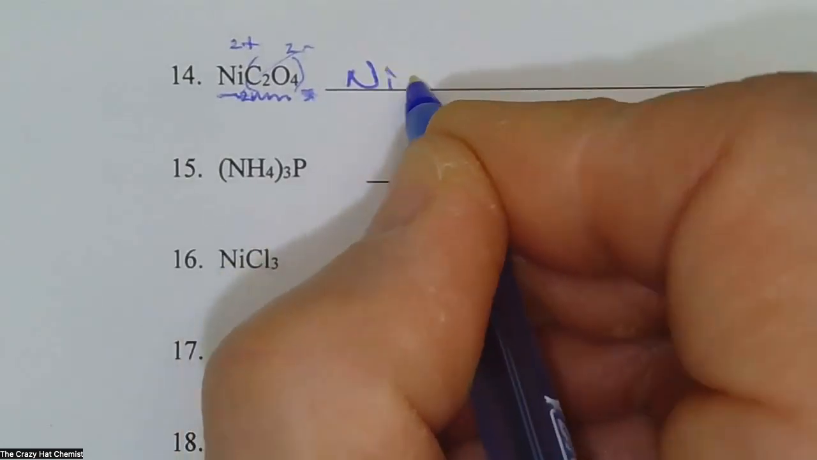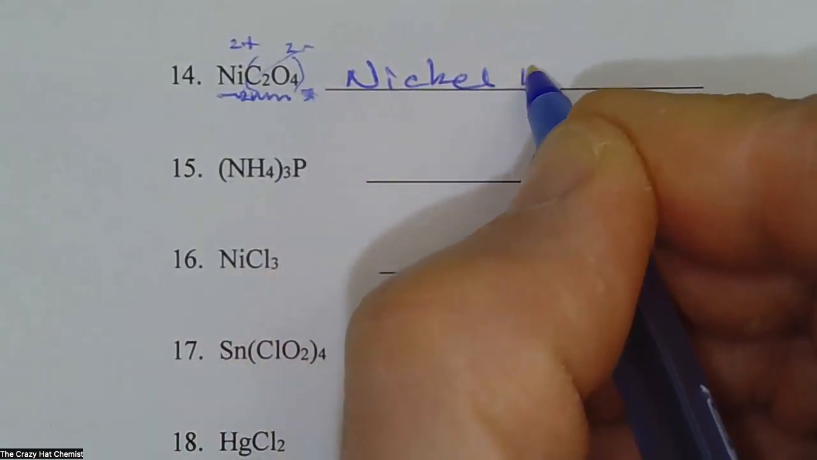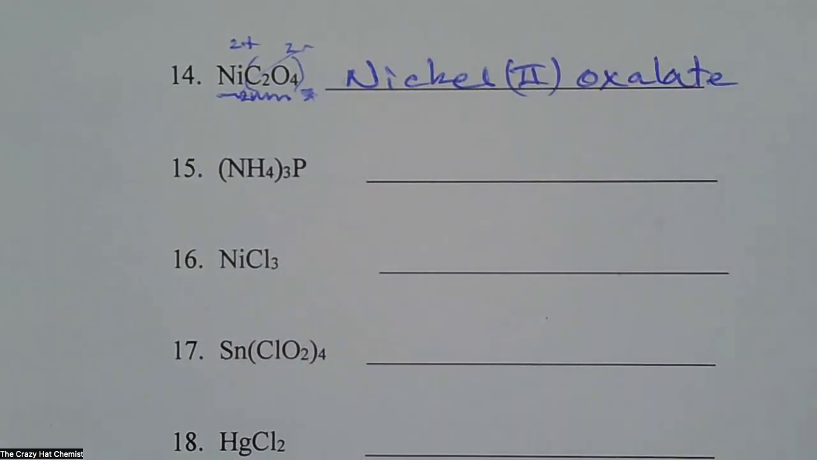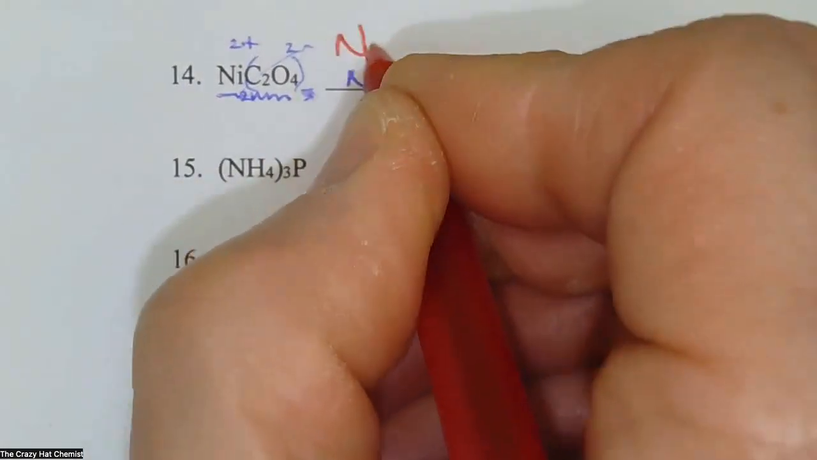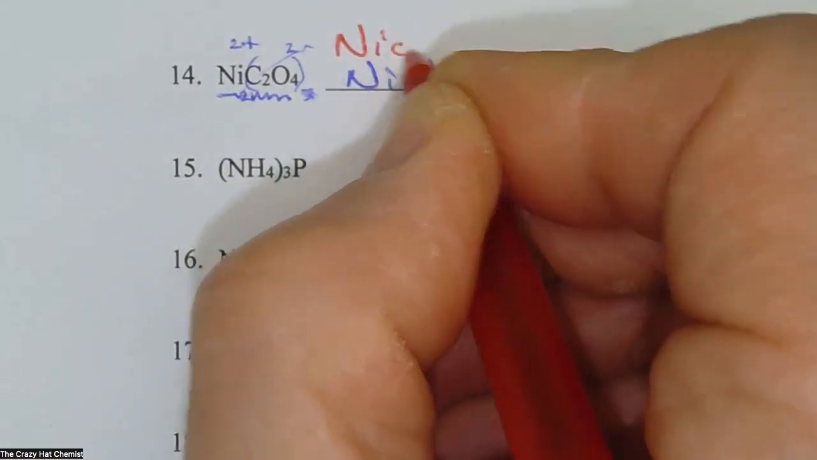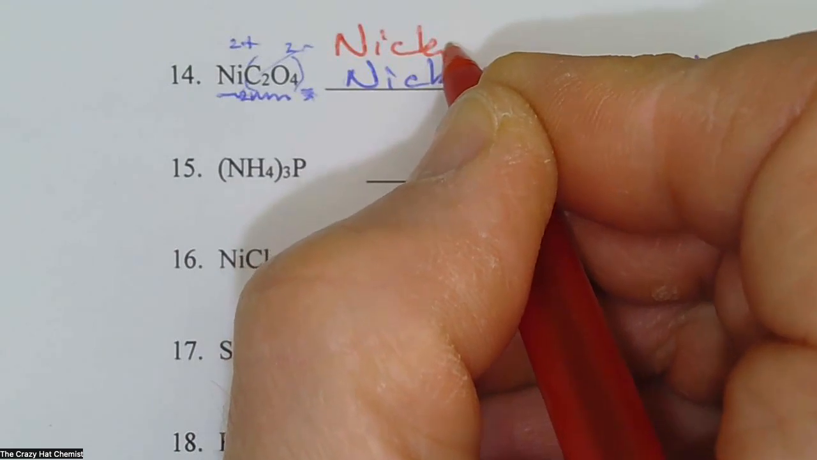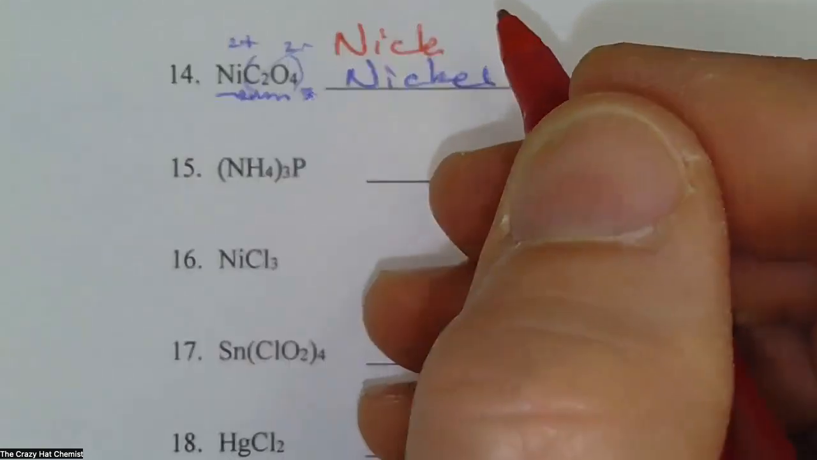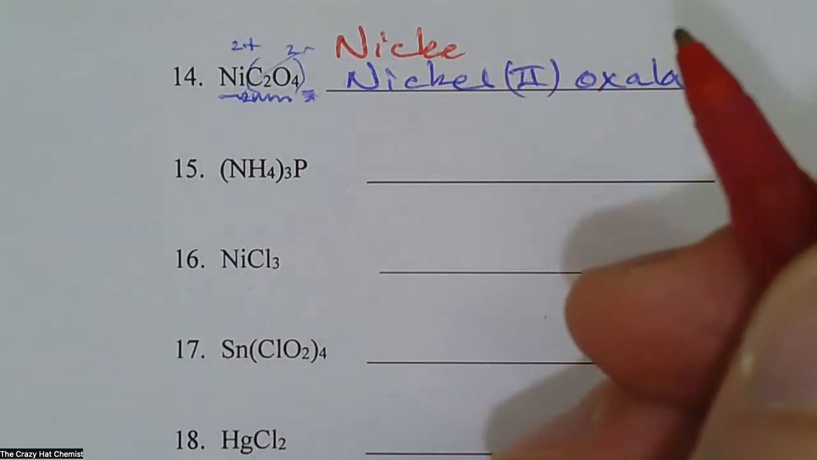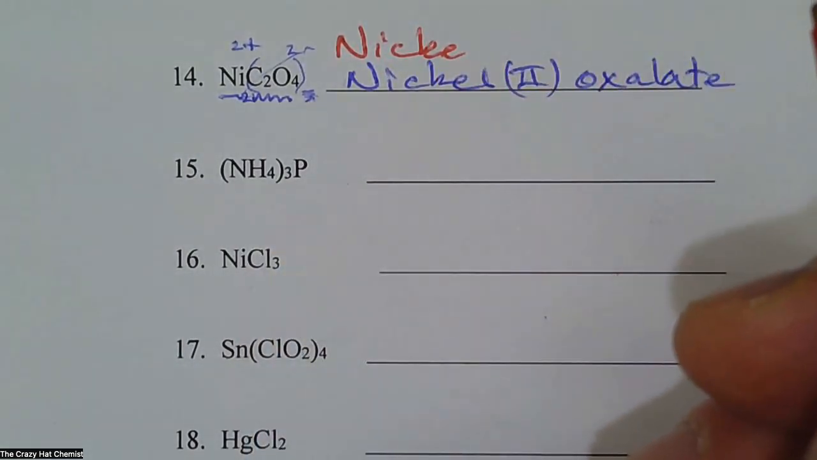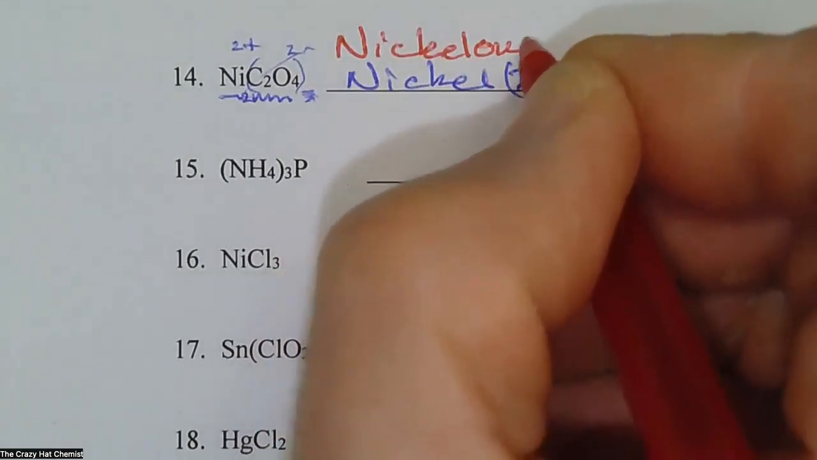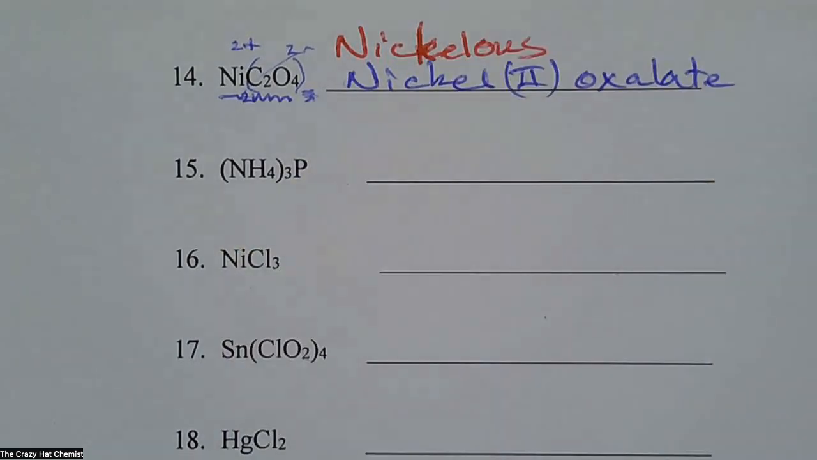So nickel Roman numeral 2 oxalate. And then nickel also has that common name, nickelous. L-O-U-S, nickelous. There we go. Like St. Nicholas.